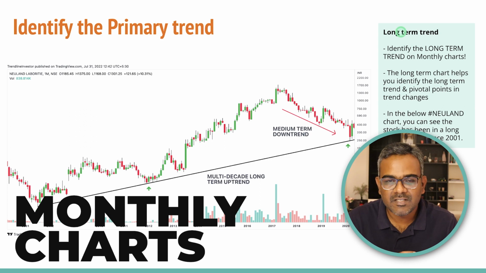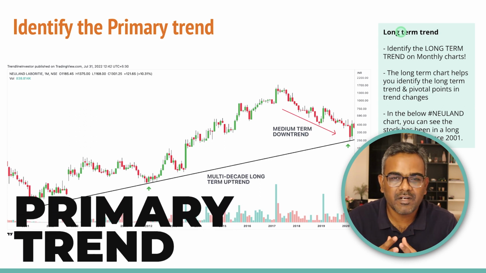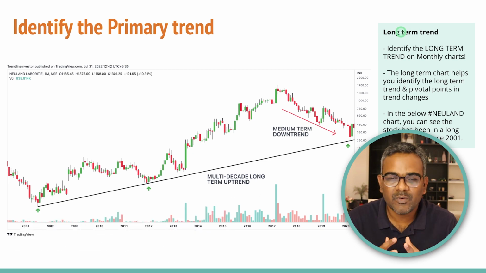Now, the reason why I say monthly charts is because monthly charts tell you what the primary trend of a stock is. So you don't want to enter a stock which is in a downtrend in the monthly charts, and then you buy that stock, and then eventually, probably after a few weeks, it again starts heading lower. You don't want to have that happen. So always start with the monthly charts and look at what the primary trend is.